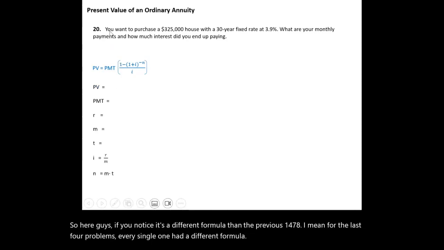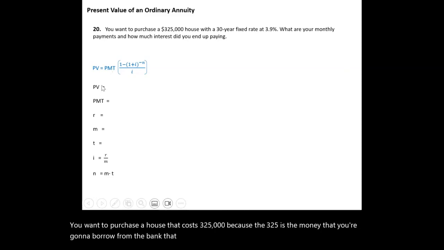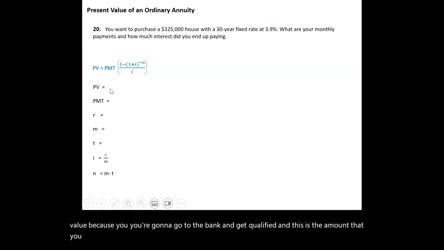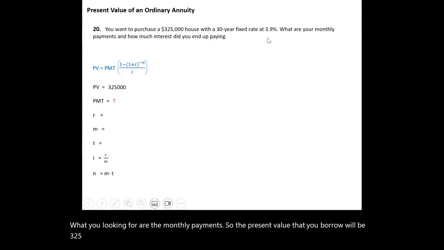Now you want to purchase a house that costs $325,000. That is the money you're going to borrow from the bank. That means you need that money now, at the present value, because you're going to go to the bank and get qualified, and this is the amount that you want. So that's going to be my present value. What you're looking for are the monthly payments.